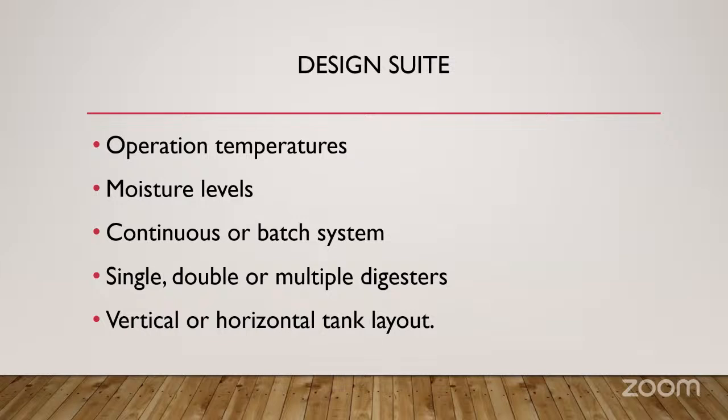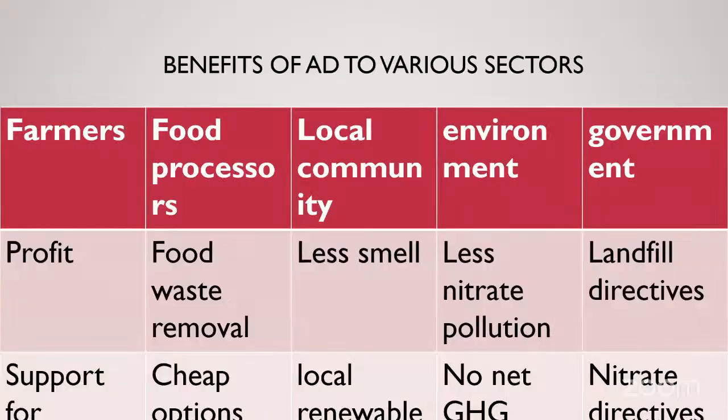Thirdly, we are going to consider the continuous or the batch system. We are going also to look at either a single or a double or a multiple digester system, or finally we are going to look at vertical or horizontal tank layout. So the tank can be horizontal or it can be vertical. So as I was saying, when it's plastic, the tank is most of the time a horizontal tank.